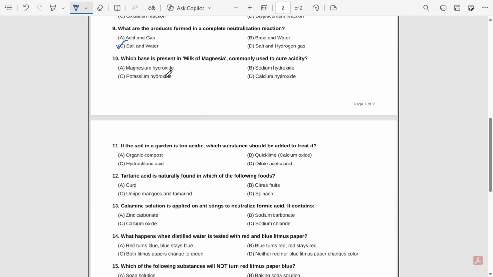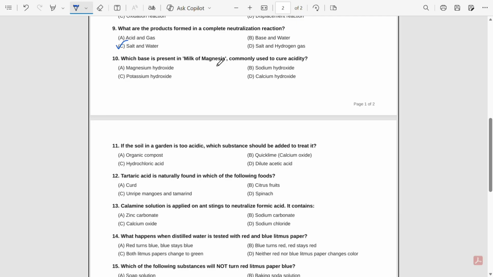Which base is present in milk of magnesia? Where do we use this milk of magnesia? Guess it. This is a chemical used in antacid solutions, which reduce the acidity in our body. You know well, it is commonly used to cure acidity. This is the best example of an antacid.